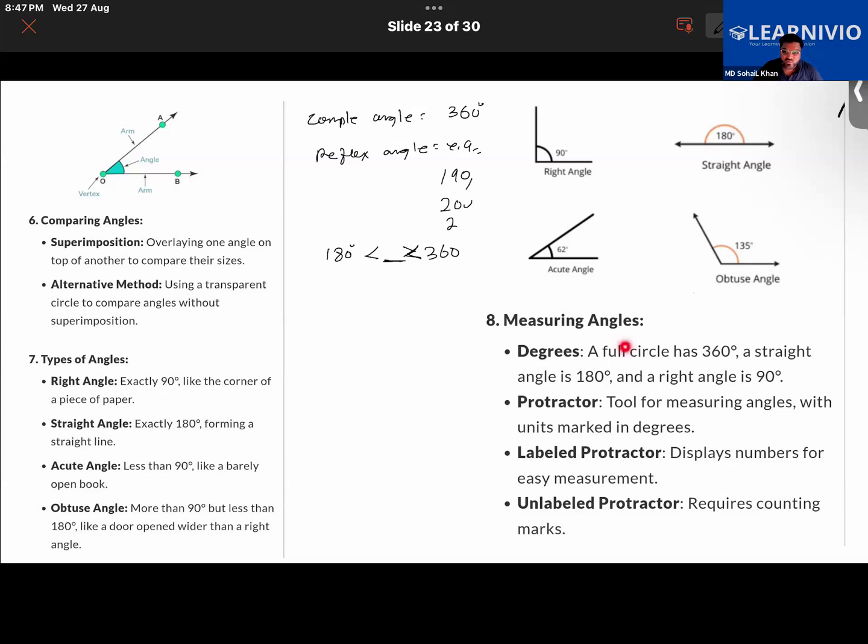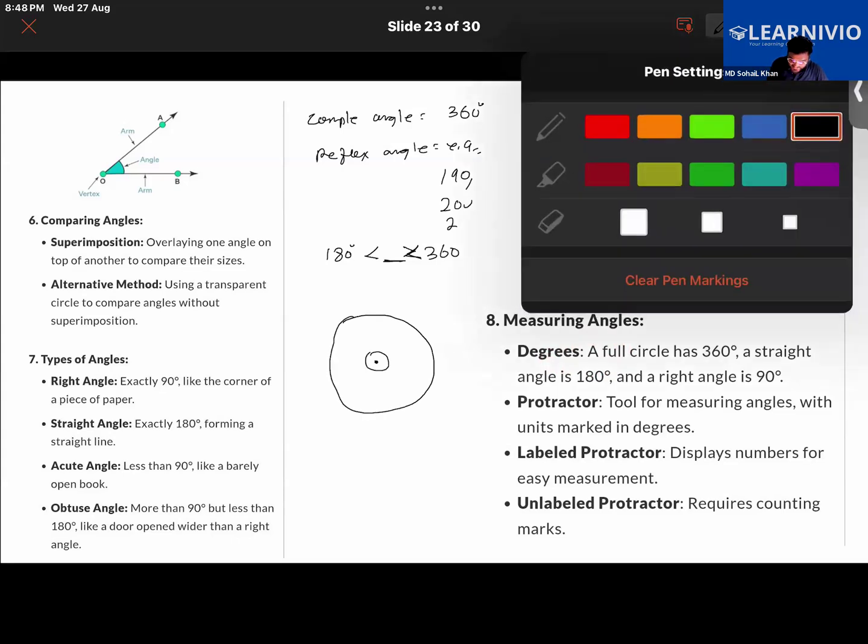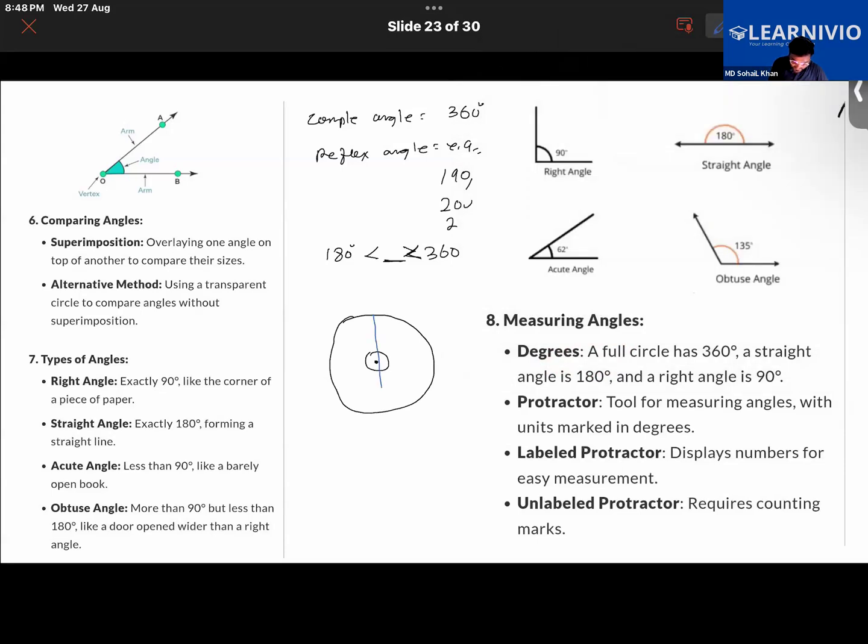Then how do we measure the angle? We measure it in the unit that is degree. A full circle has 360 degrees at its center. Now we can split it into 4 different parts, like this.